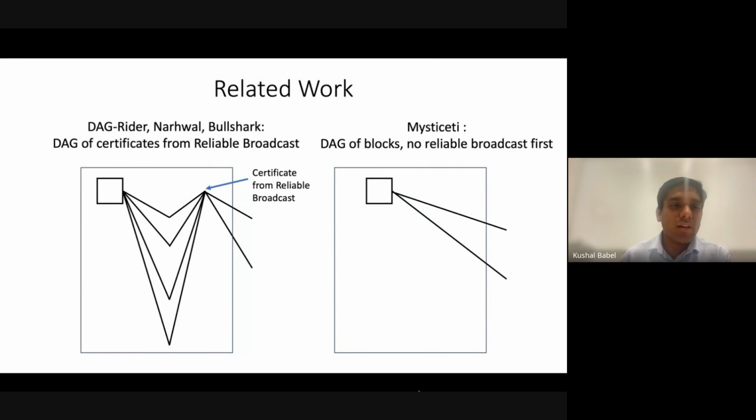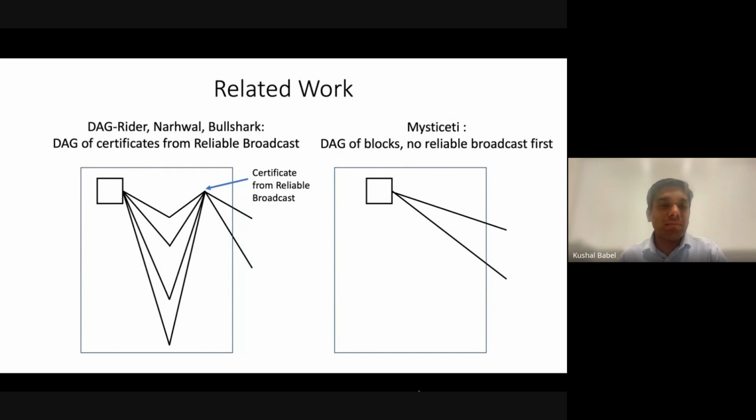Now, in these protocols, basically every block undergoes a reliable broadcast, which is to say, when you are building a DAG, you're not really building a DAG on the raw blocks as such, but you're actually building a DAG on the certificates that you obtain from reliable broadcast. So in some sense, even before you're building the DAG, you're incurring a penalty of one round trip to get this certificate from the reliable broadcast.